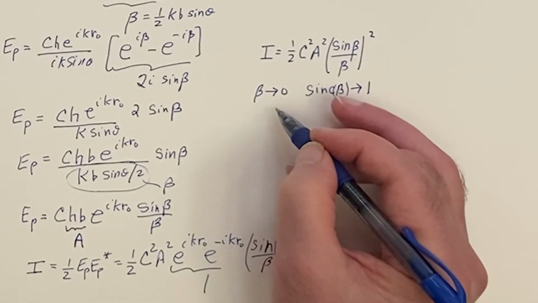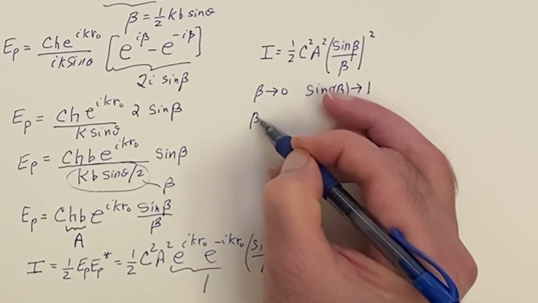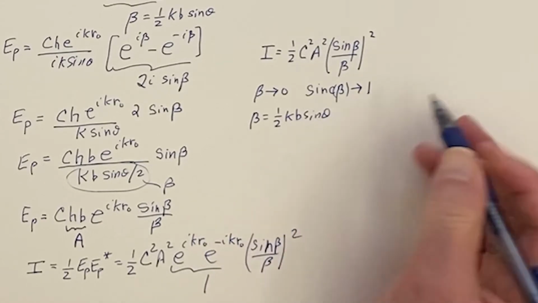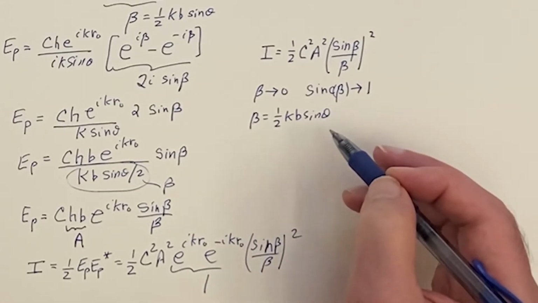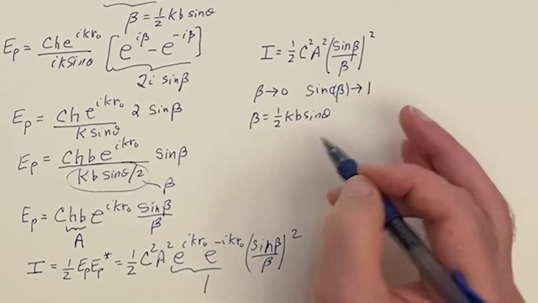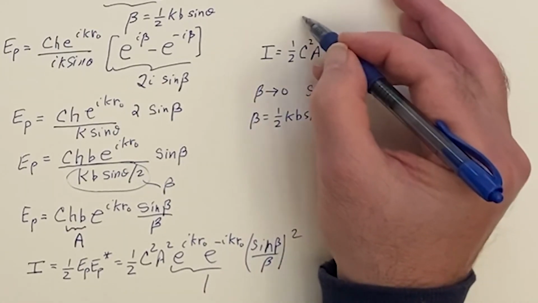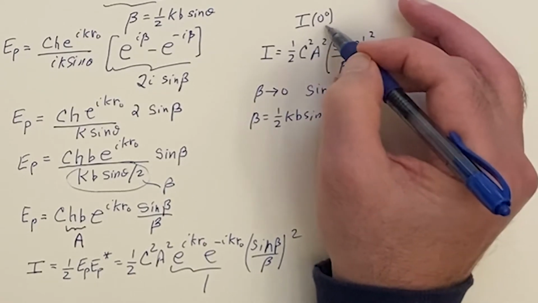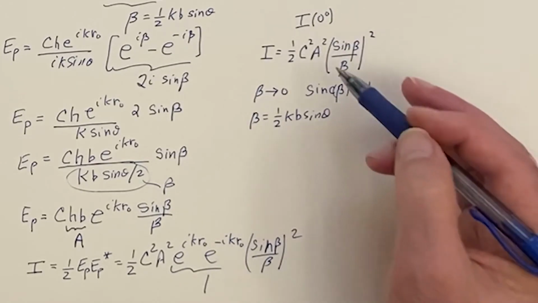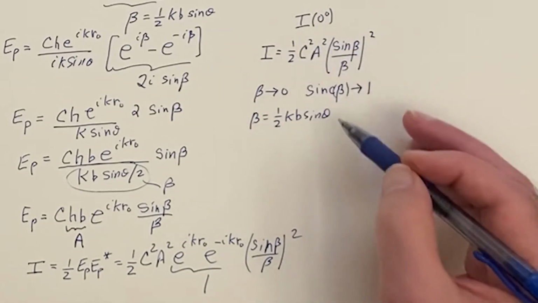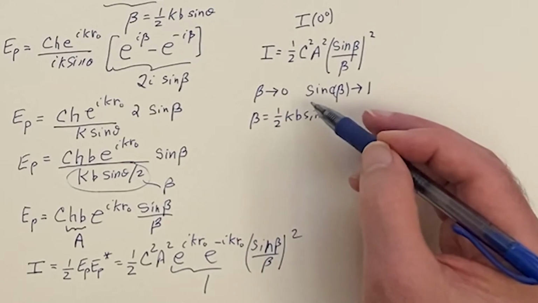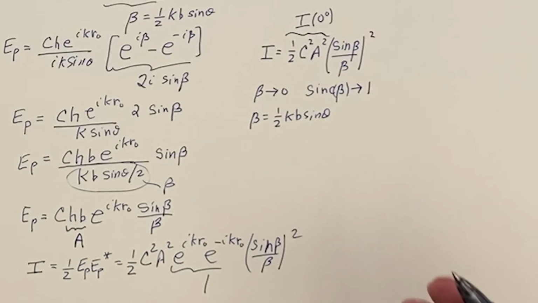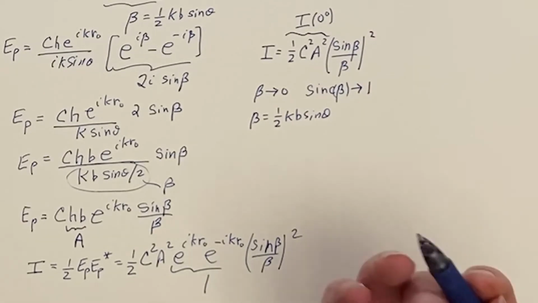And when beta goes to 0, remember beta is 1/2 KB sine theta. So that means, you can think of here as when theta, see, the logic is we're trying to get this in terms of I at 0 degrees, the central brightness. So we're saying that if you want theta to be 0, then beta is going to be 0, and this is going to be 1. Well, that means this has to be the intensity at 0 degrees.